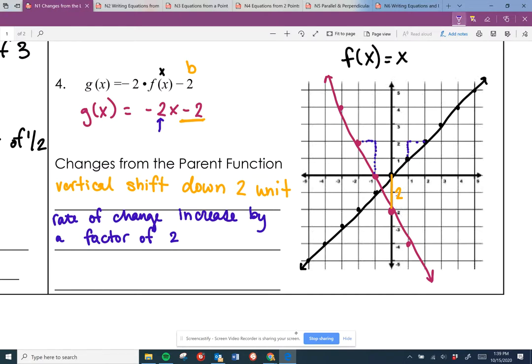All right, and then the very last change is due to this negative right here. Okay, and that is going to cause a reflection over the x-axis. Okay, and you might have heard this in 8th grade called a flip, right? I used to be going up and to the right, and now you can see my line is going up to the left, and that is because of the negative. It had my line flip over the x-axis.